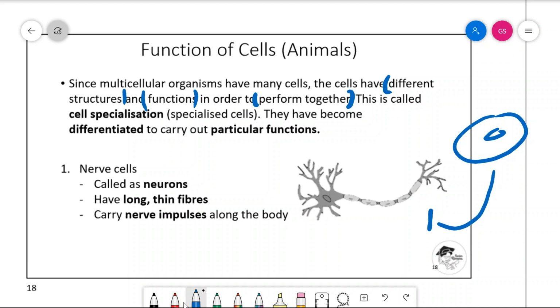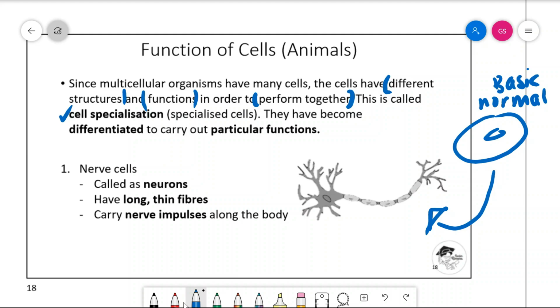Just now I told you the animal cell changes from this shape into something like this through the process we call cell specialization, right here. It means that it turns this normal animal cell, or what we call a common, basic animal cell, into something more special, which they call a specialized cell.